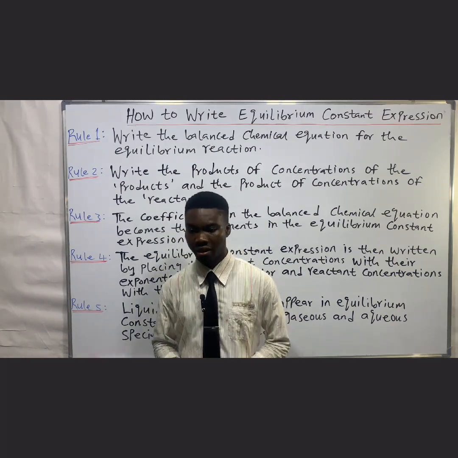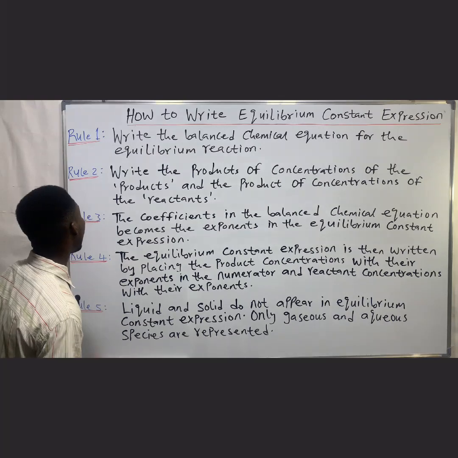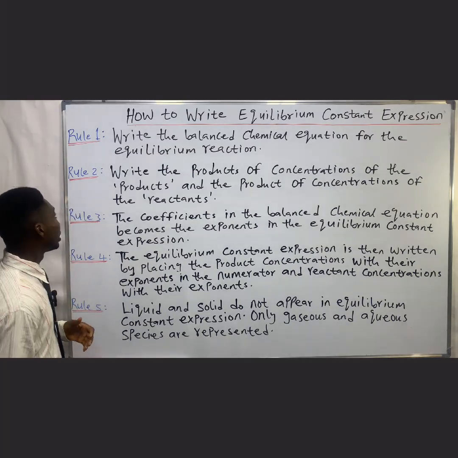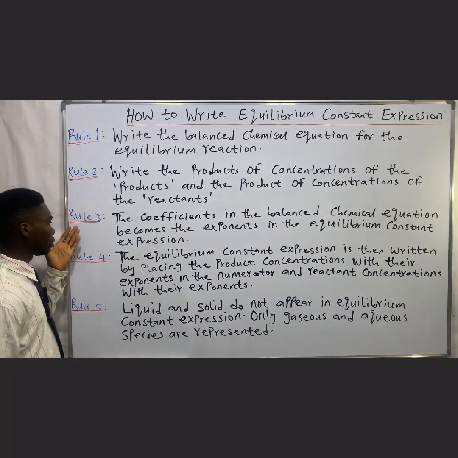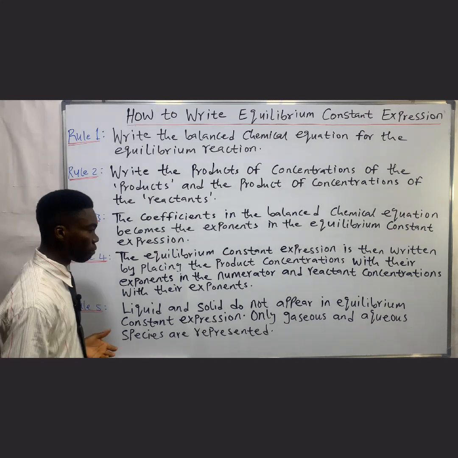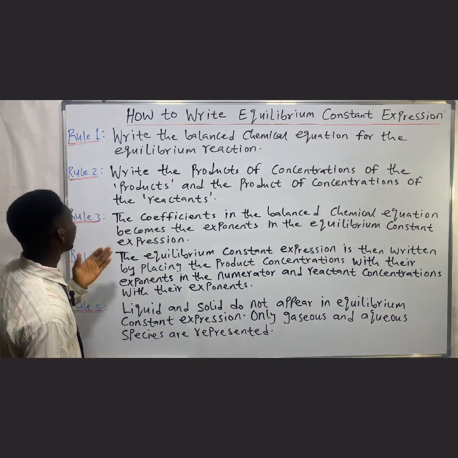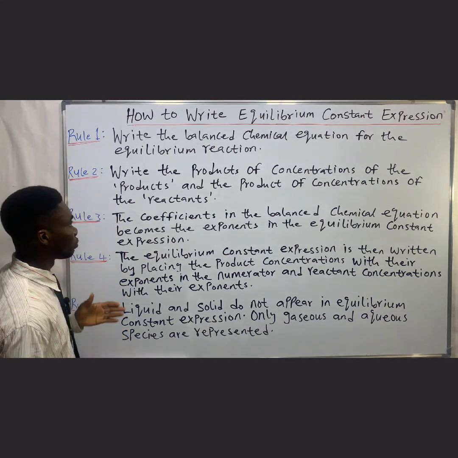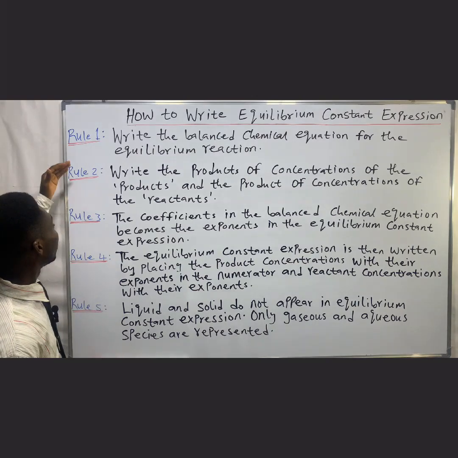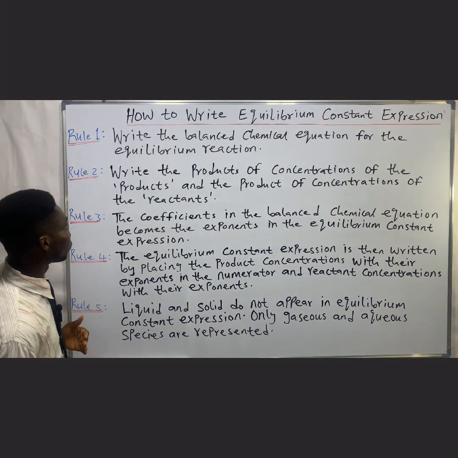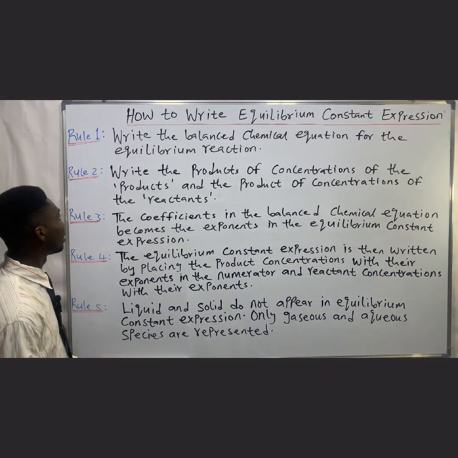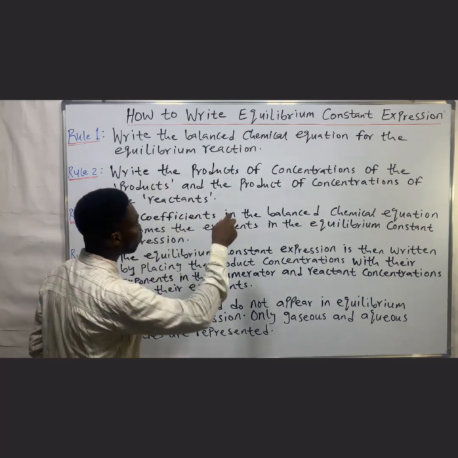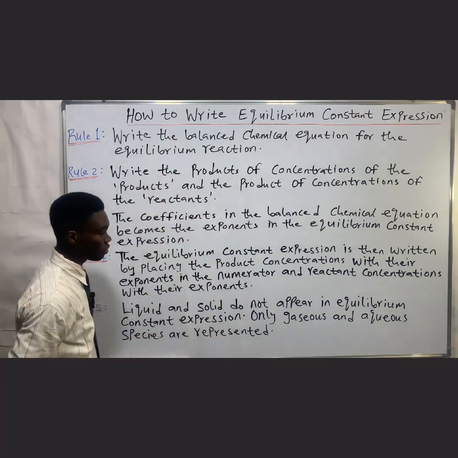Now let's get started. On the board I have 5 rules: rule number 1, rule number 2, rule number 3, rule number 4, and rule number 5. We are just going to get ourselves familiarized with these rules as we discuss them. Rule number 1 says, write the balanced chemical equation for the equilibrium reaction.